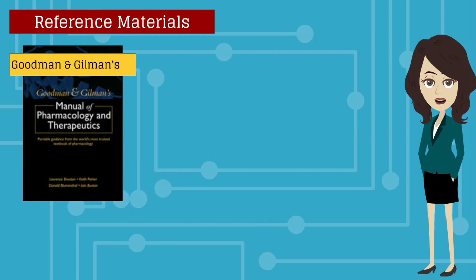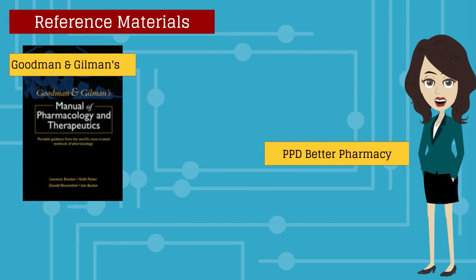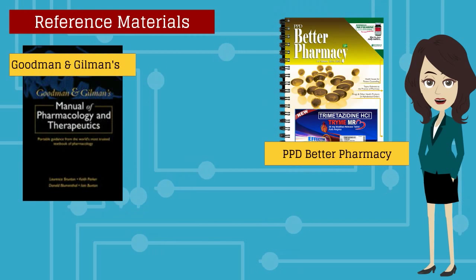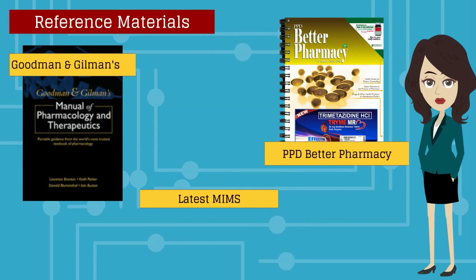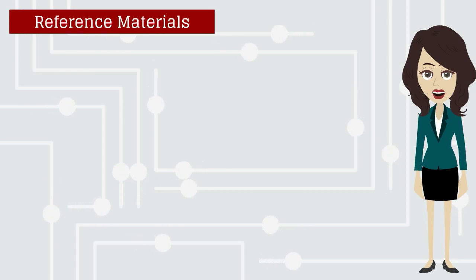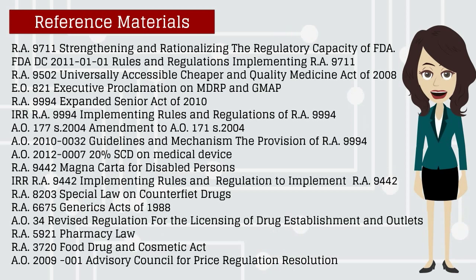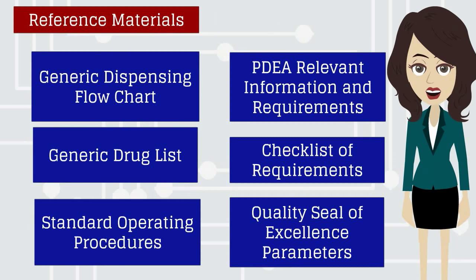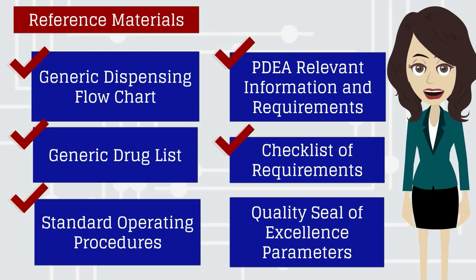Sample references are 1. Goodman and Gilman Manual of Pharmacology, 2. PPD Better Pharmacy, and 3. Latest MIMS. In addition, these are the additional reference materials. Other contents in the Blue Book are the following: the generic dispensing flow chart, generic drug list, the SOPs, PDF, relevant information, and requirements. Next is the checklist of requirements during routine inspection of outlets, and quality seal of excellence parameters.